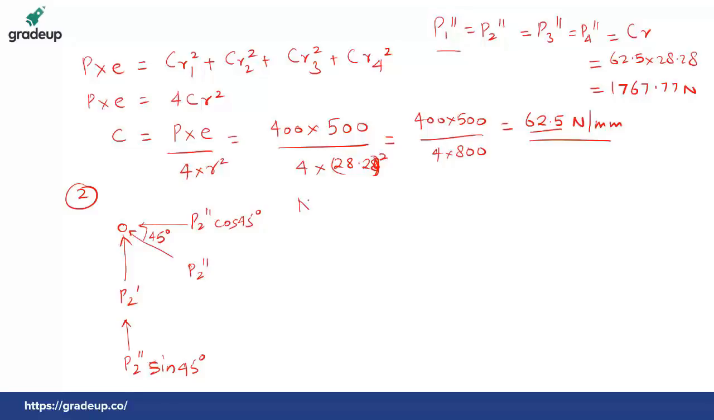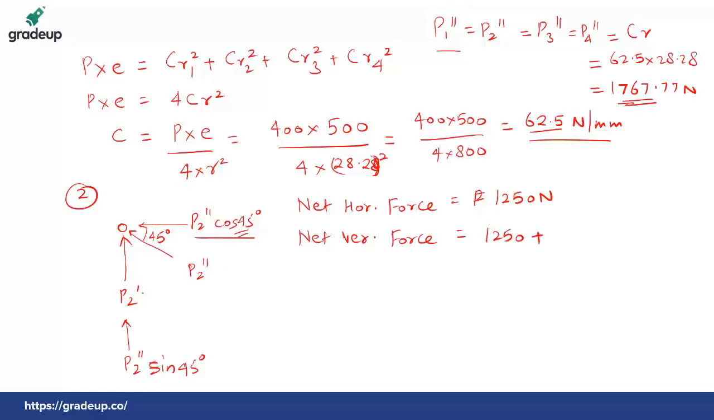So net horizontal force will be equal to P2 double dash cos 45. You already know cos 45 is 1 by root 2, you can find out this value will come as 1250 newtons. And the net vertical force will come out to be, this is again P2 double dash sine 45, that is again 1250, plus P2 dash, and the value of P2 dash we have found as 100, so this will come out to be 1350 Newton.